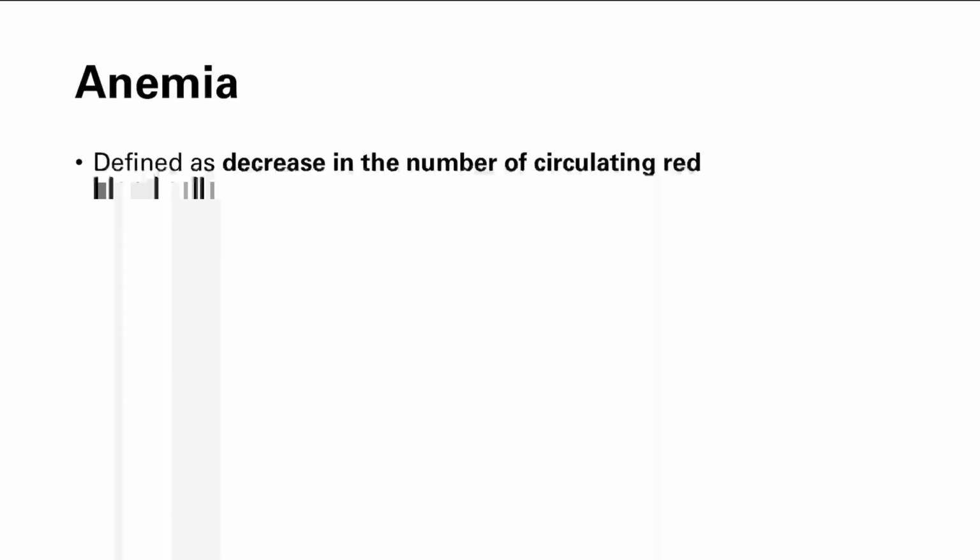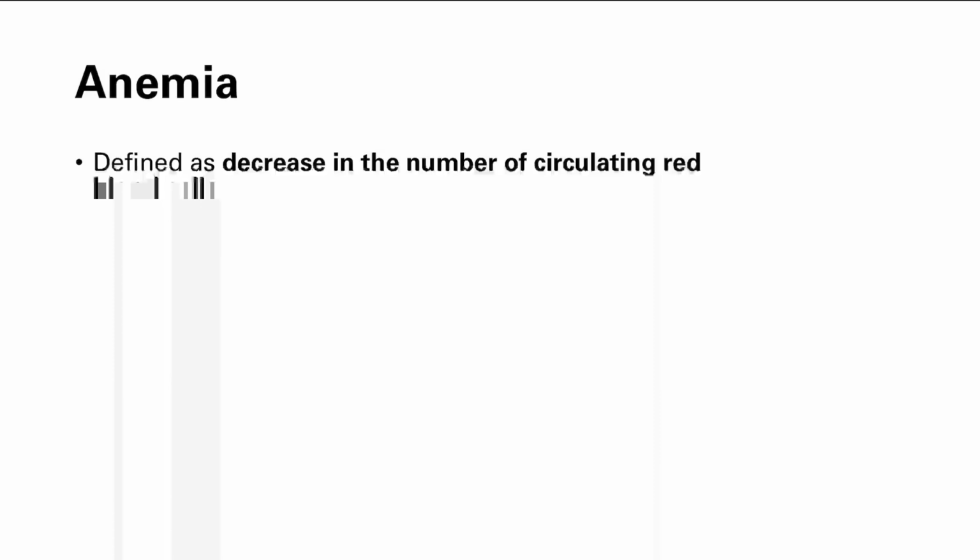This is going to be a short introduction to anemia, and then we're going to have quite a few lectures more about anemia. So first, what is anemia? Anemia is defined as a decrease in the number of circulating red blood cells. So fewer red blood cells in your blood vessels is anemia.